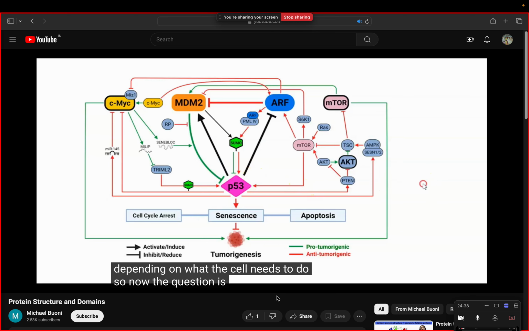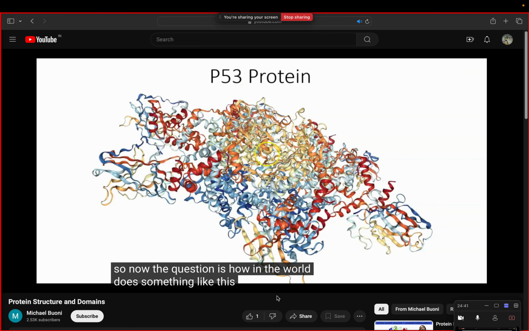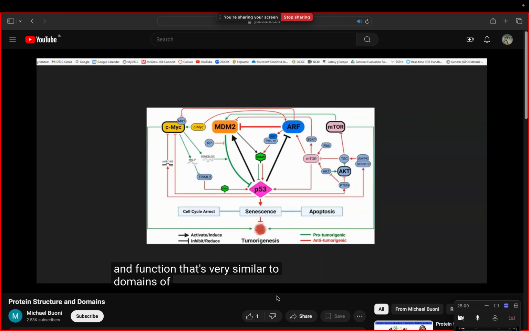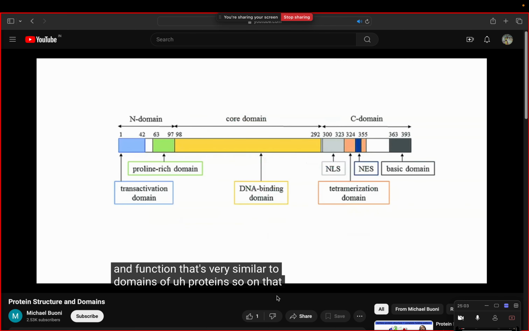So now the question is, how in the world does something like this spaghetti looking thing actually do all of this? Well, it has parts of its body that do different things. And just like you and I have fingers that have a certain way that they look and move and function, that's very similar to domains of proteins. So on that note, let's take a look at the actual domains of the P53 tumor suppressor protein. Now, first of all, what the heck is a domain?